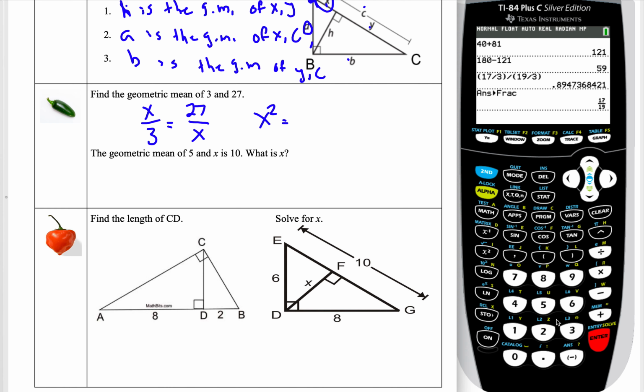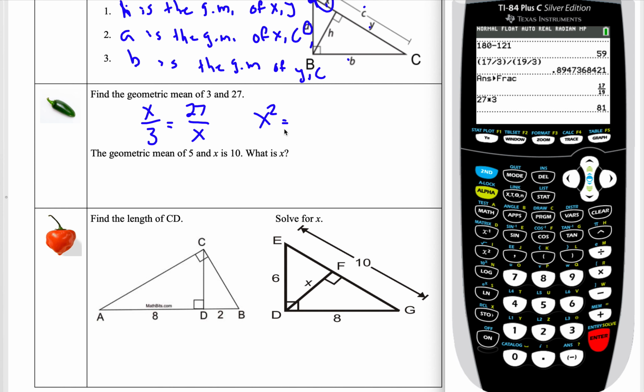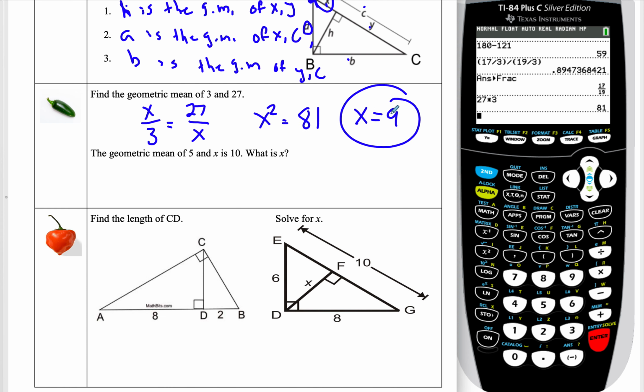And then you're going to multiply, and I'm just going to get lazy here a little bit, apologies, and do 27 times 3. Okay, and then you get x equals 9. Now technically we know it's plus or minus, but remember, this is generally representing a measurement, so we're generally going to stick with the positive number, especially when we're in a triangle land.